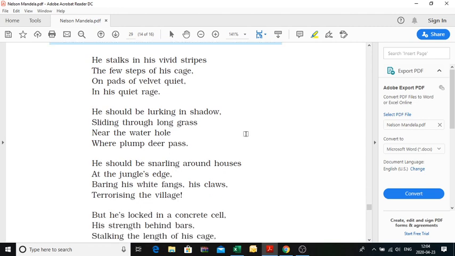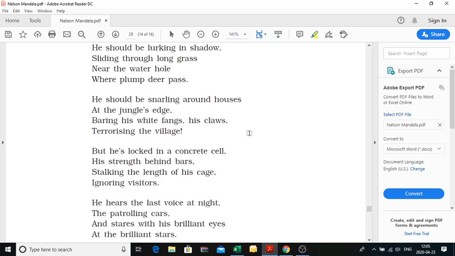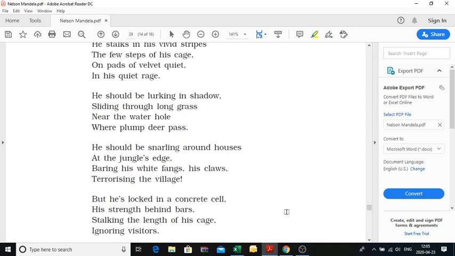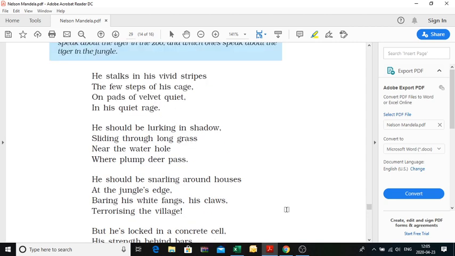In total we have 5 stanzas, right? And the poem is written by Leslie Norris. Who's the poet? Leslie Norris, right? He is the poet of the poem. There are 5 stanzas in the poem. Each stanza consists of 4 lines. And you can see the rhyme scheme of these 4 lines: A, B, C, B, right? Again A, B, C, B.